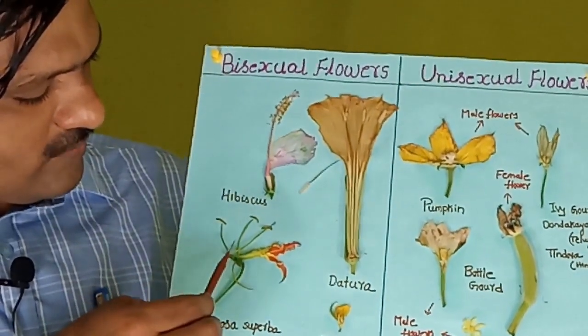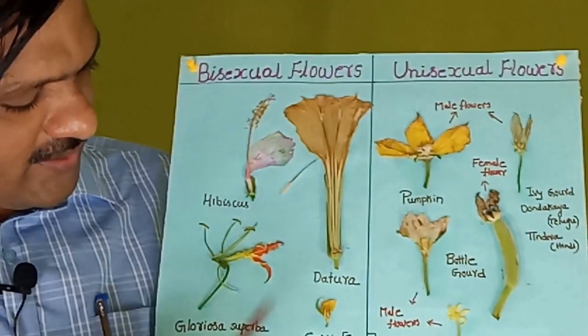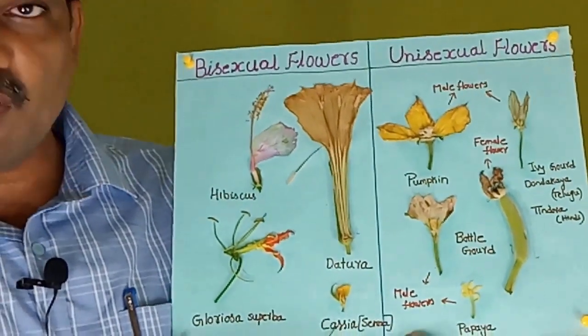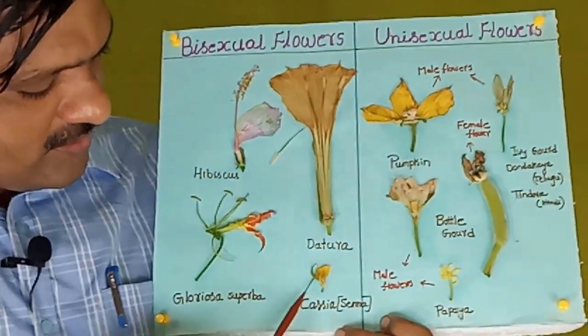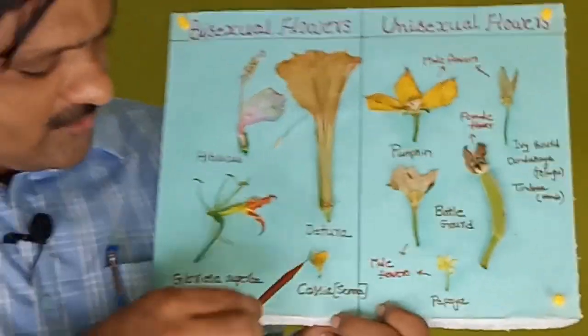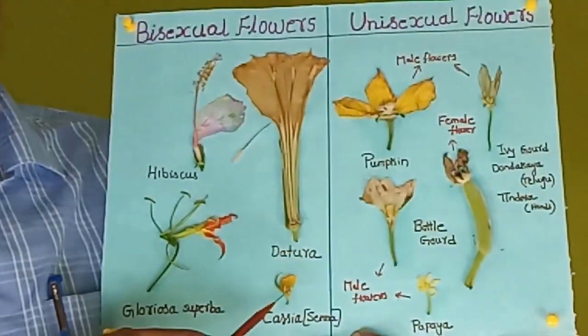And look here, this is what? Gynoecium. It means both are present. And Cassia, now we call it Senna, you see, this is what? Gynoecium. And these are the stamens we call Androecium.